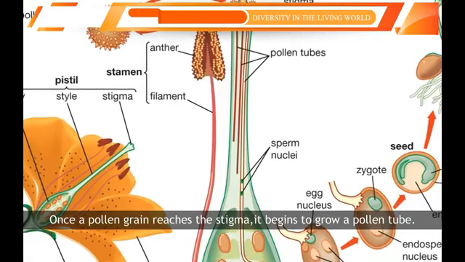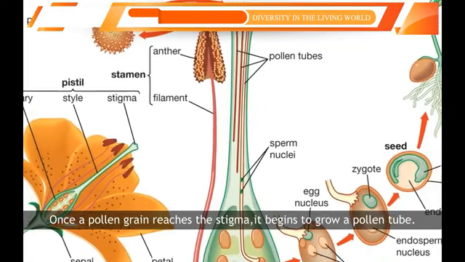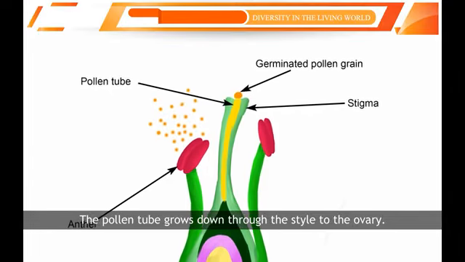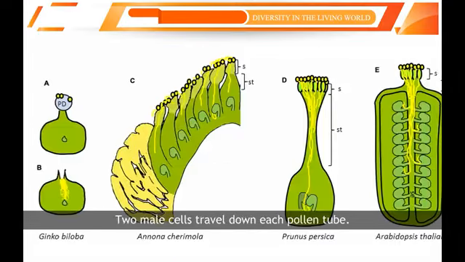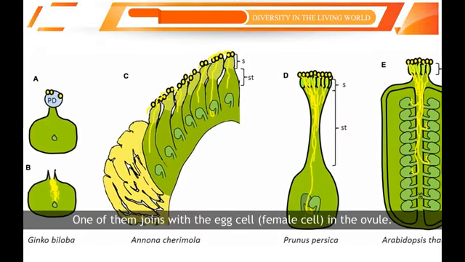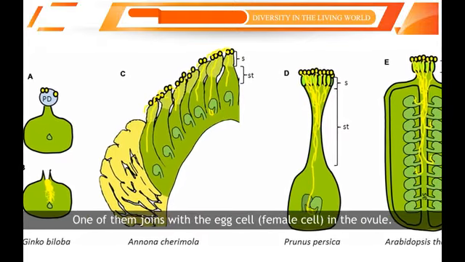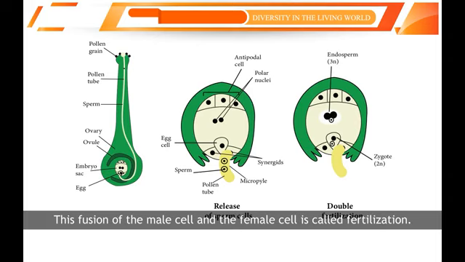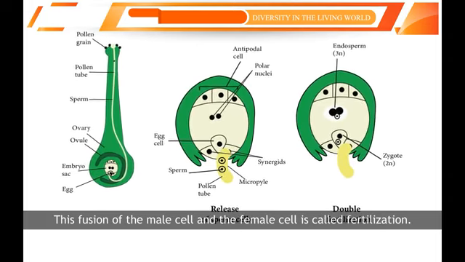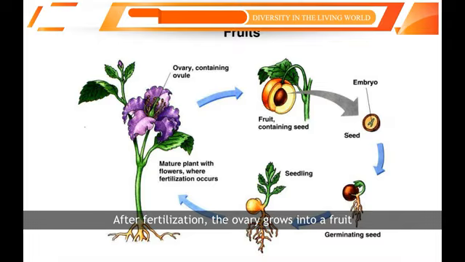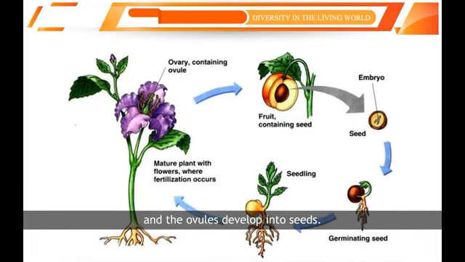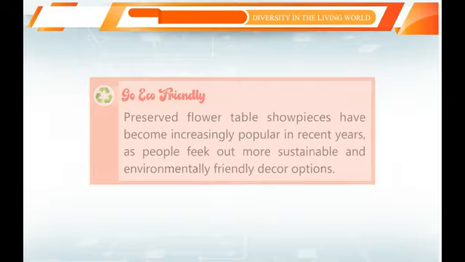Once a pollen grain reaches the stigma, it begins to grow a pollen tube. The pollen tube grows down through the style to the ovary. Two male cells travel down each pollen tube. One of them joins with the egg cell, the female cell, in the ovule. This fusion of the male cell and the female cell is called fertilization. After fertilization, the ovary grows into a fruit and the ovules develop into seeds.